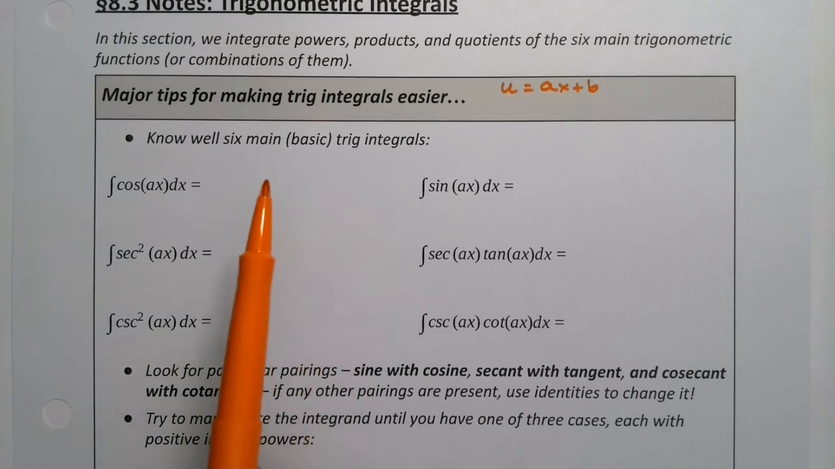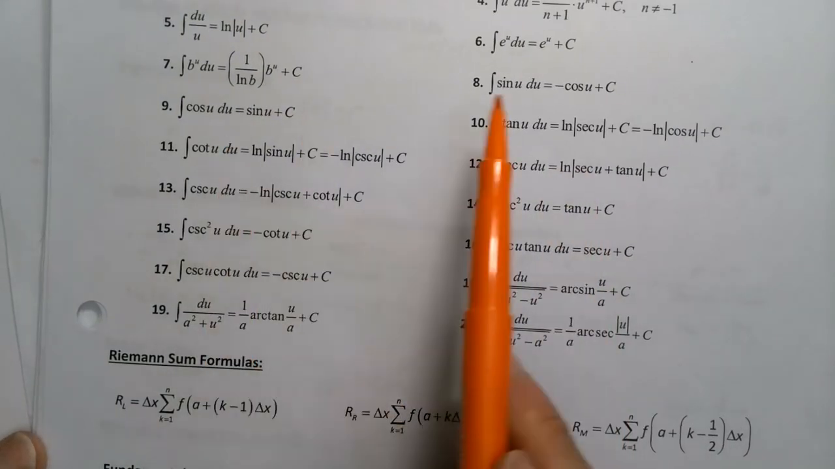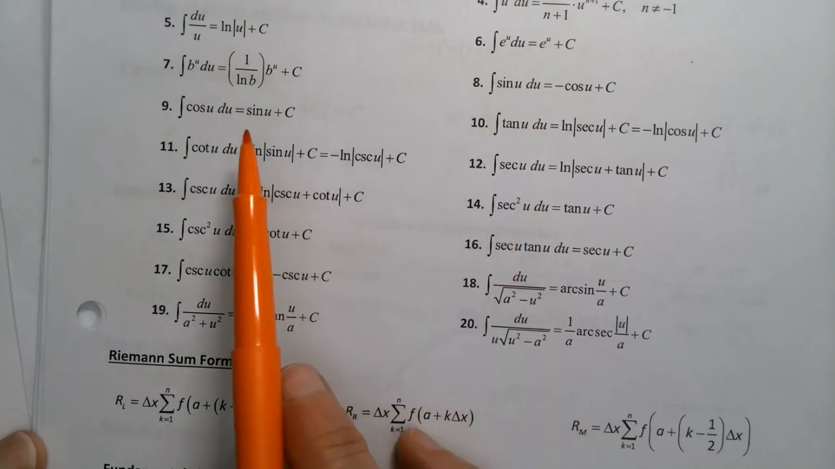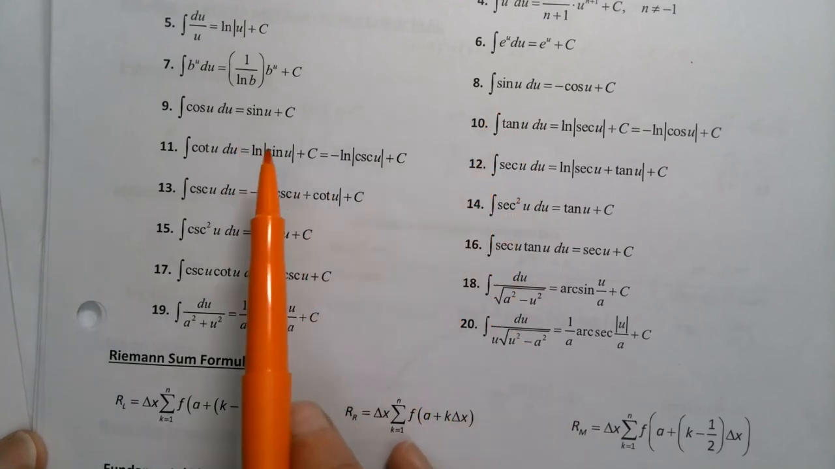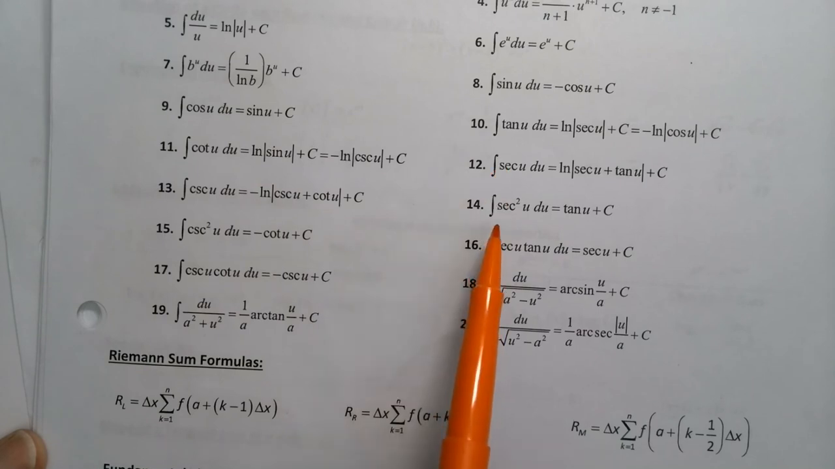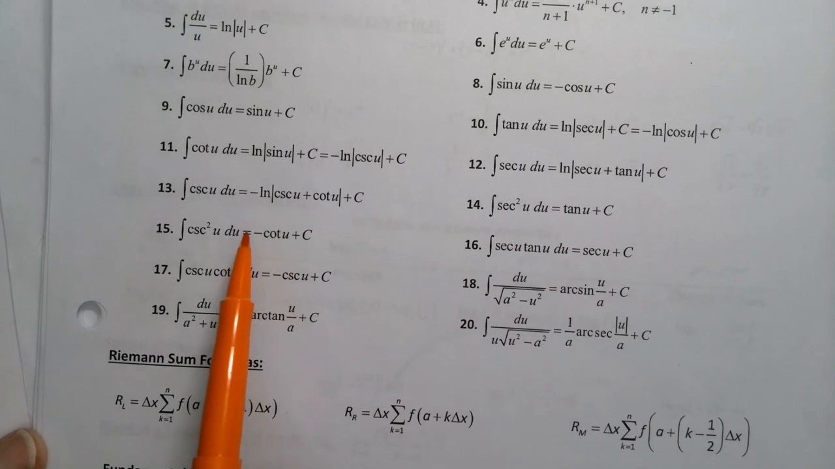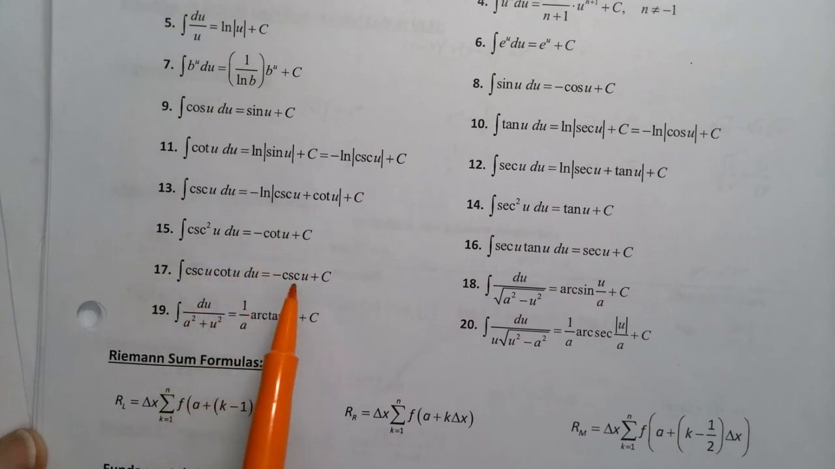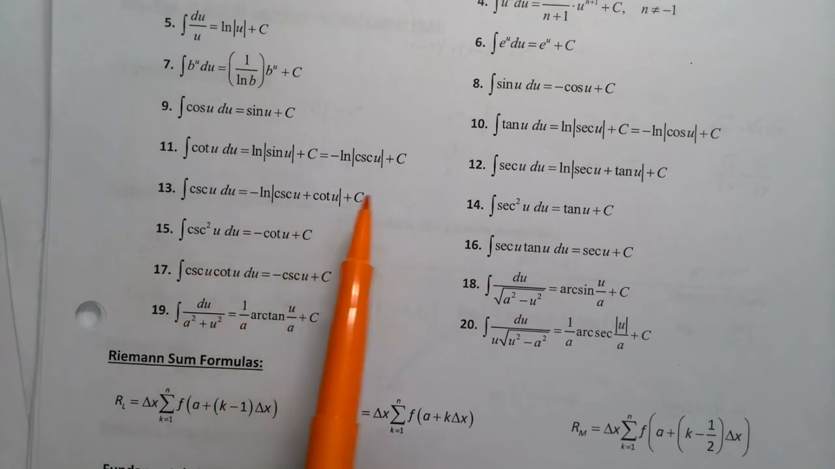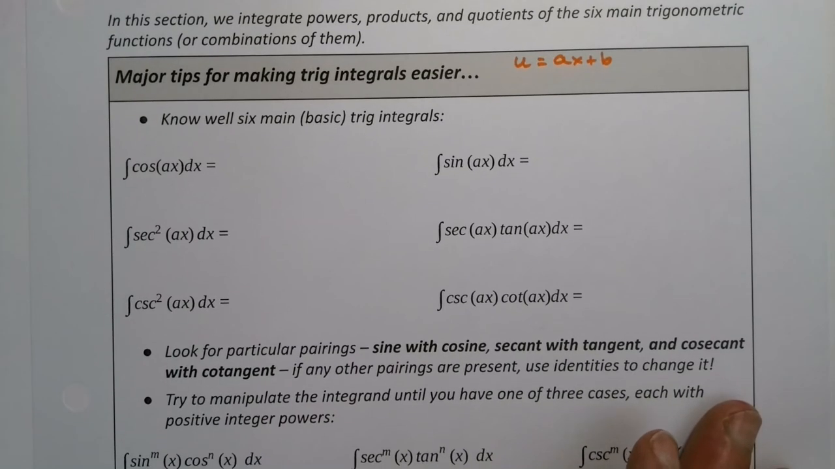Now, there are 6 main basic trig integrals. We learned these back in Calc 1. So you have your integral of sine, your integral of cosine. The tangent and cotangent ones, those are a little bit rarer, but the secant squared and secant tangent, those ones work out nicely to tangent and secant, and cosecant squared and cosecant cotangent, those ones work out nicely. The ones with natural logarithms don't work out as nicely. You probably need integration by parts to make those work.